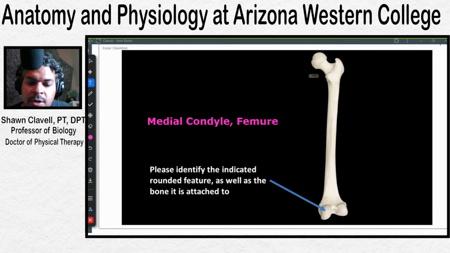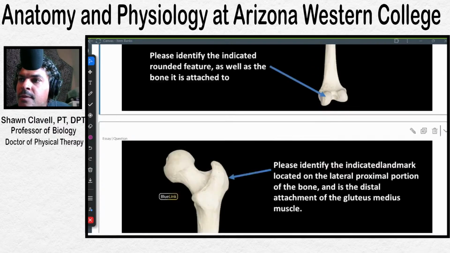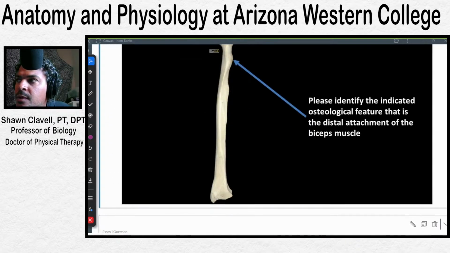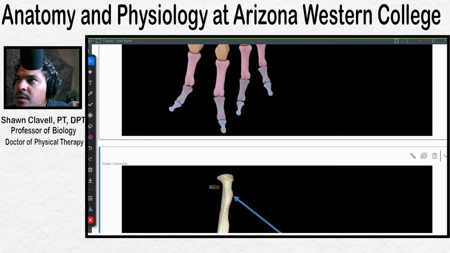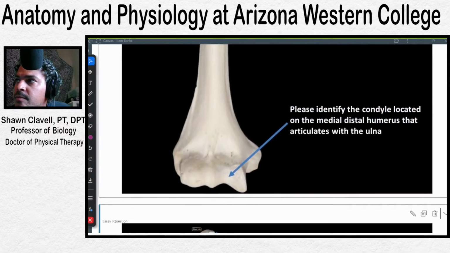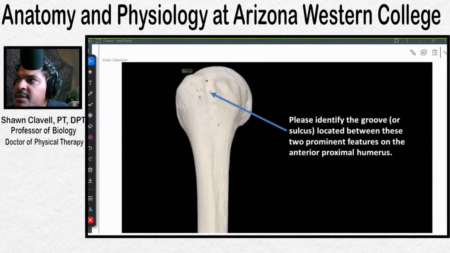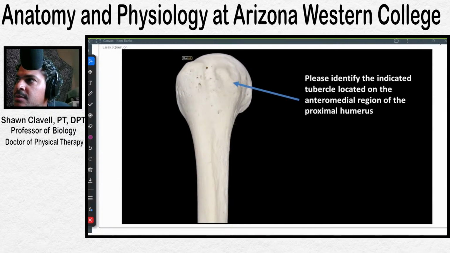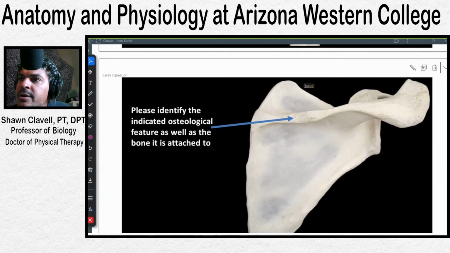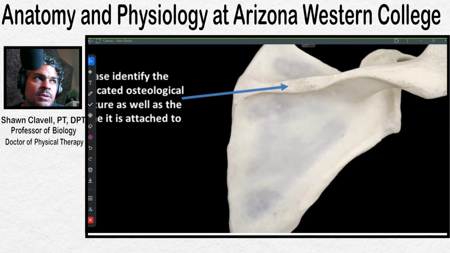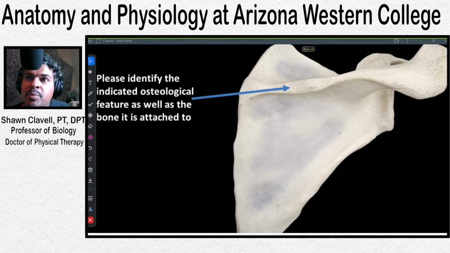And so let's just give you one more here for practice. Clear this off. Let's say, again, this one is on the humerus. So it's really on, oh, here it is right here. This one asks us to identify this indicated osteological feature. You can see it right there on the screen. Maybe zoom in a little bit. As well as the bone it is attached to.